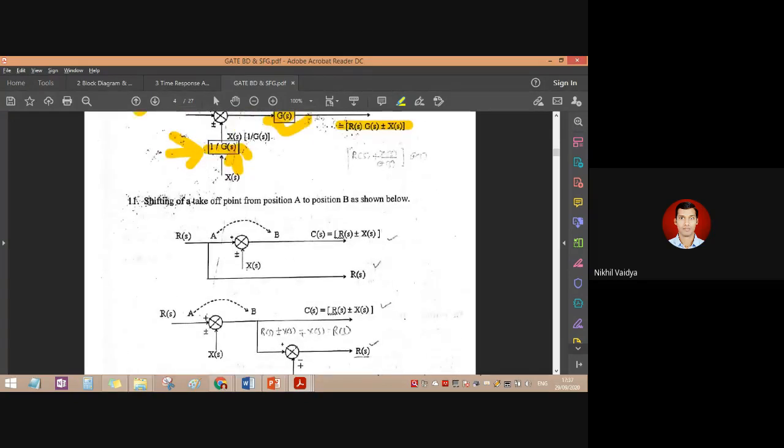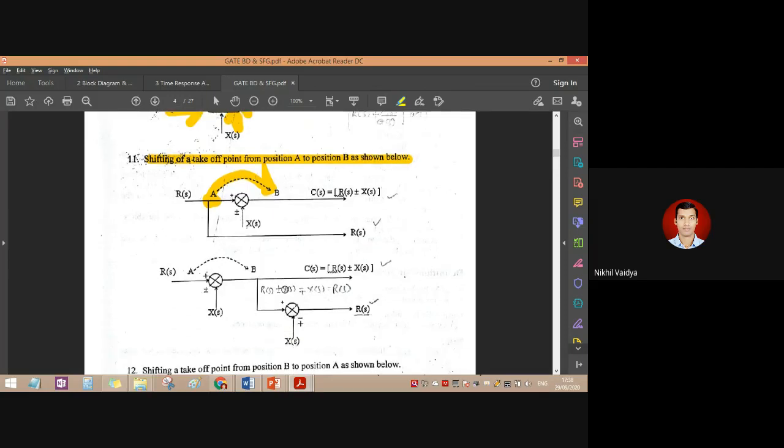Okay, so this rule is generally not so used, so it is very rare. But what is this? Shifting of a takeoff point after the summing point. When we shift a takeoff point after the summing point, we have to add a summing point with inverse signs.